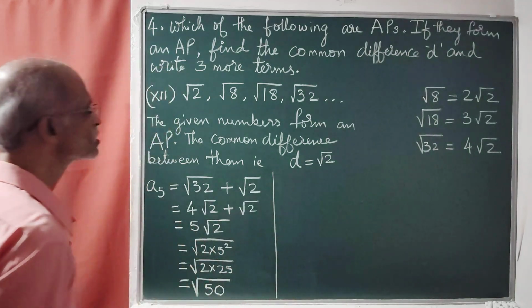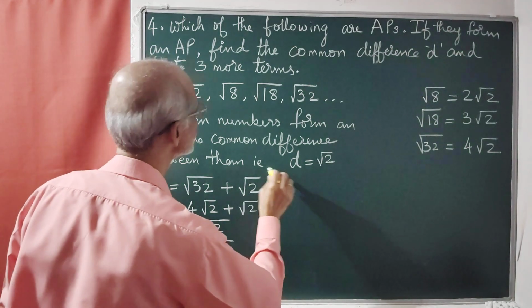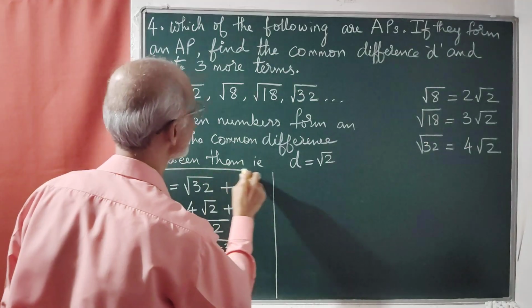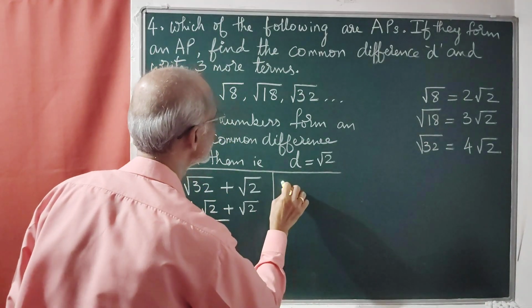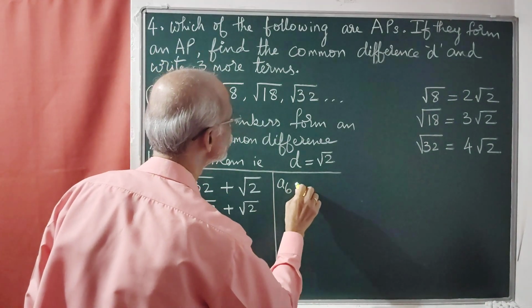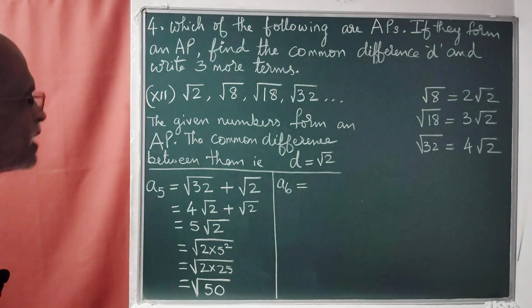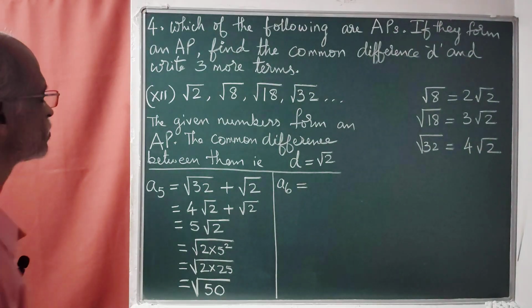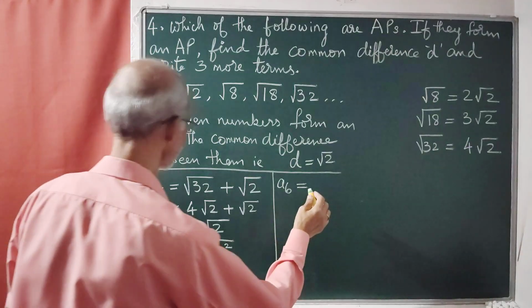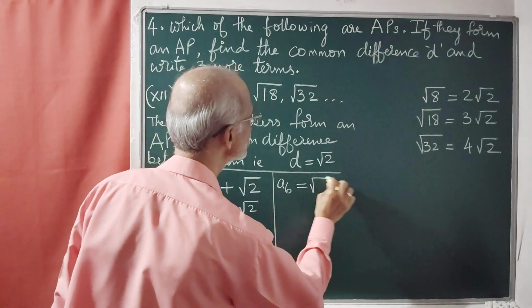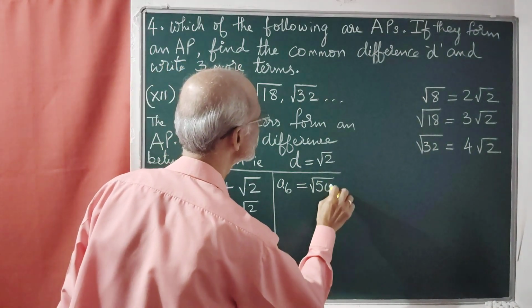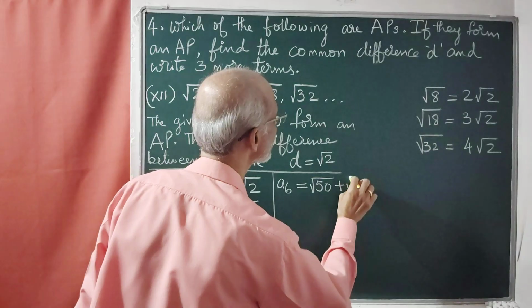Now we will find the sixth term, A6. To find A6, what should we do? Add D to A5. So what is A5? Root 50 plus root 2.